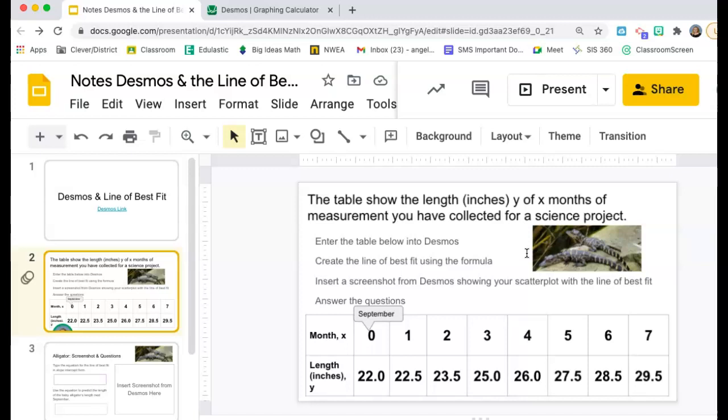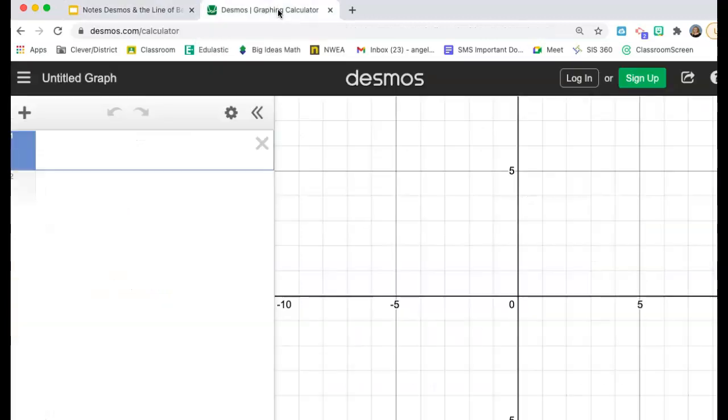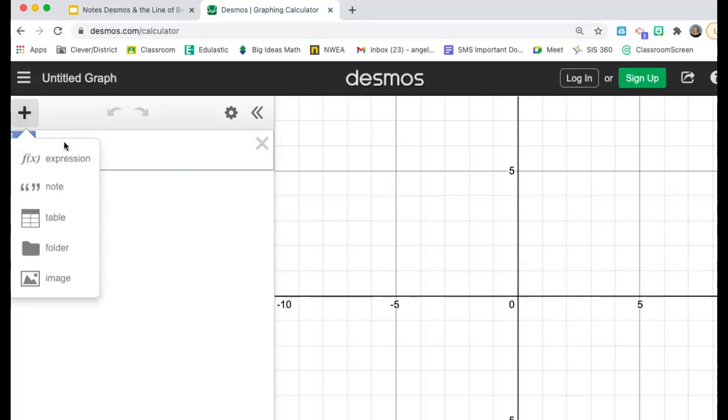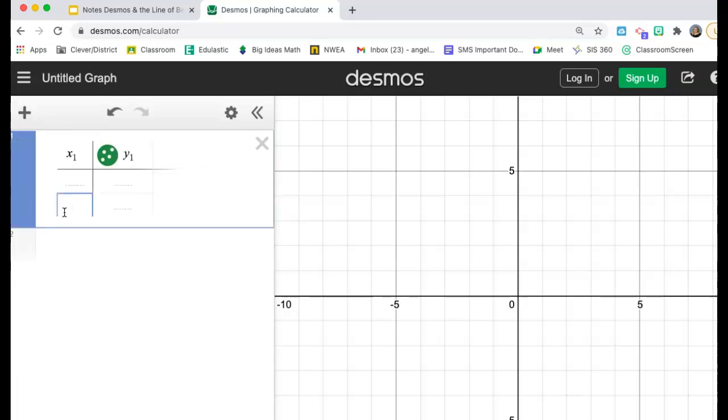That's what it says first. So I'm looking here, I'm going to take this information and type it into Desmos. So let's switch over to Desmos. And I need a table. And if you notice, it doesn't look like we have a table. But what if I say add item? See on the left-hand side here, I see that plus sign up in the upper left. I'm going to click it. And I'm going to scroll down to table.